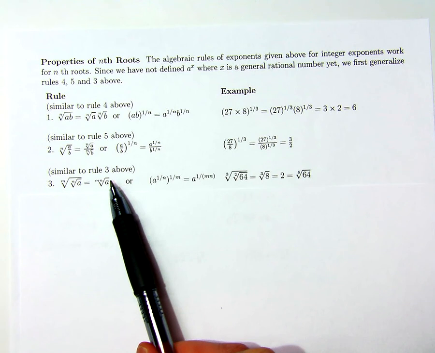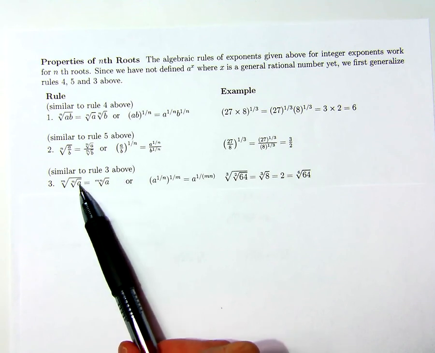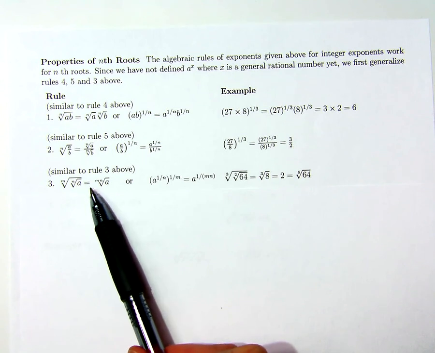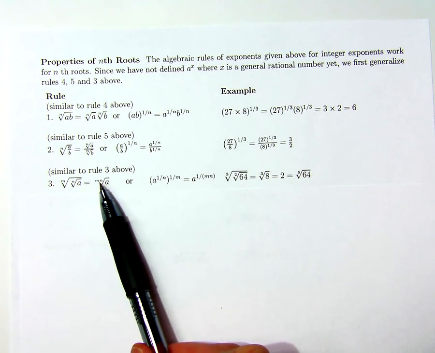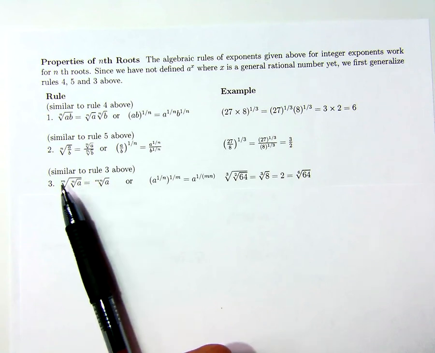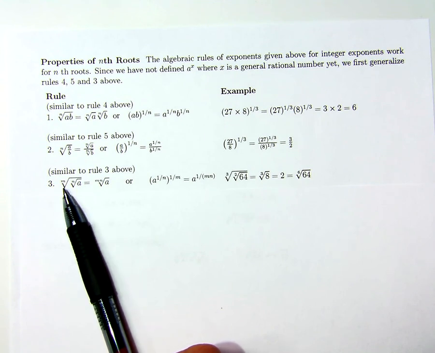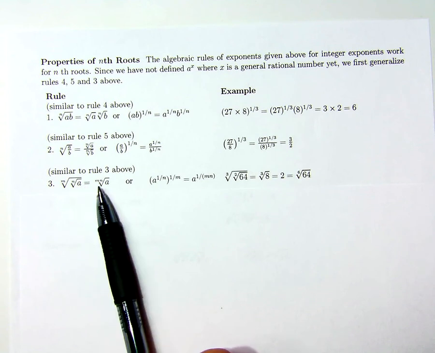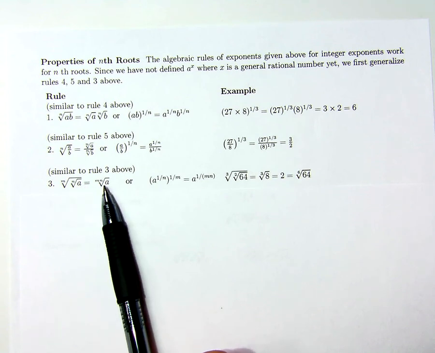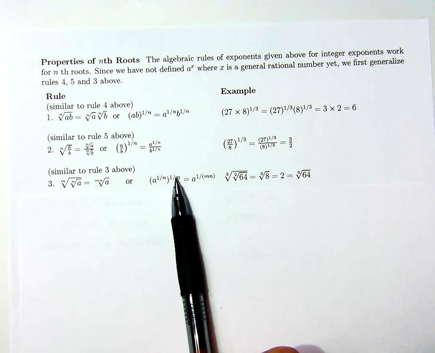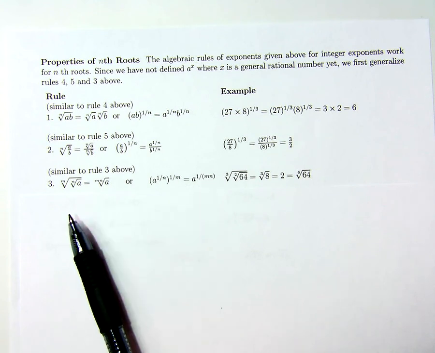And if we want to generalize rule 3 above, which says (a to the x) all raised to the power of y is a to the x times y, then what we get is that the nth root of a, if I apply the mth root to that, it's the same as applying the m times nth root to a. In other words, (a to the 1 over n) to the power of 1 over m is a to the product of those two powers, 1 over m times n.